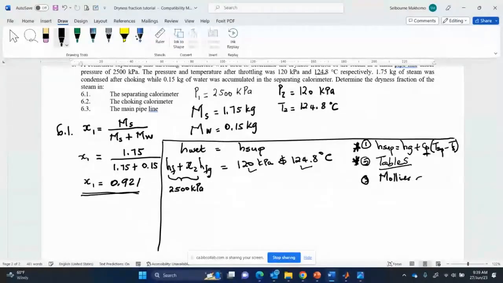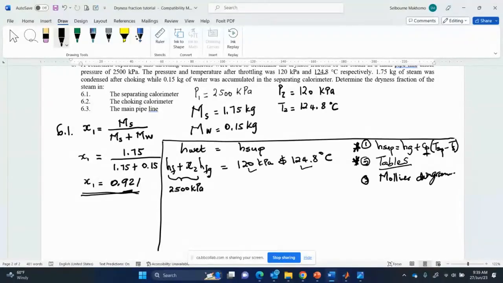We go to the Mollier diagram. The Mollier diagram is the only method that we can use. We are not going to get exactly the same answer, but the first two numbers after the decimal place must be the same. Otherwise, you know that you made a mistake with your Mollier diagram.